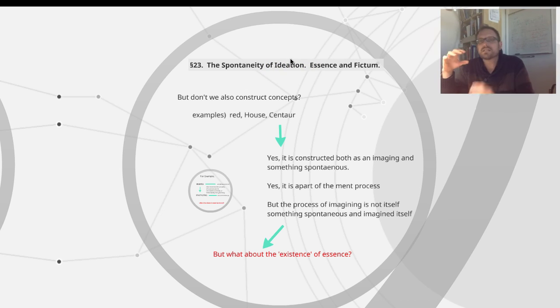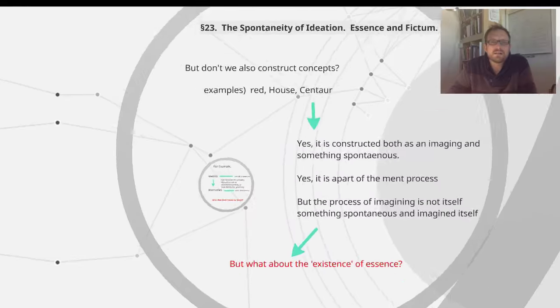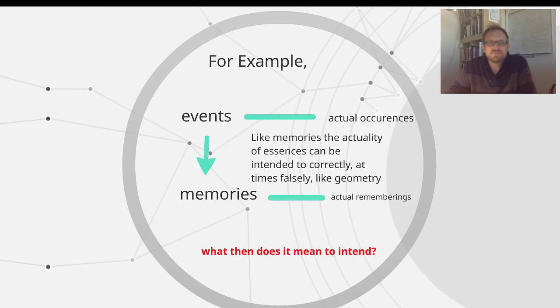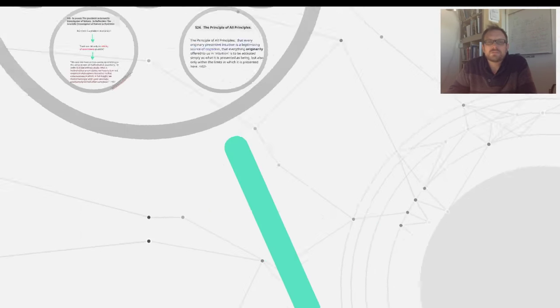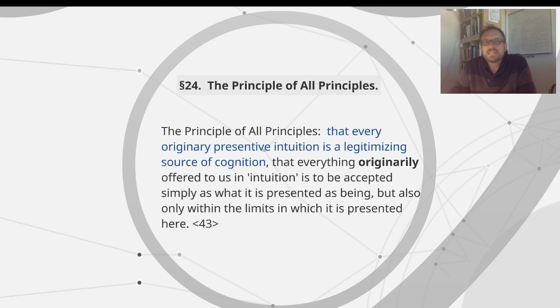And the idea here is that these two things are derivative and separate, right? And here we can think about essence and fictum, right? What the essence of something is and what's fictional. So let's move to the next, right? And so this leads us to 24, which is a very important point. He calls it the principle of all principles.